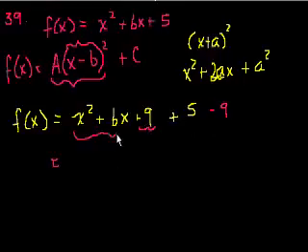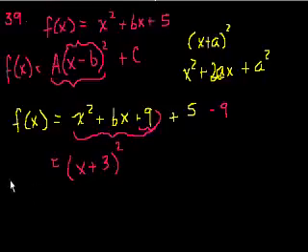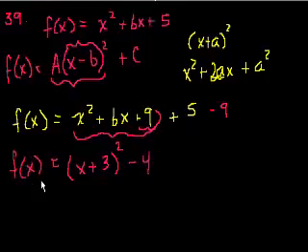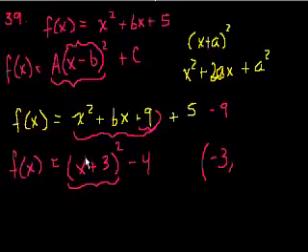So this part of it is equal to x plus 3 squared. And then this part, 5 minus 9, is minus 4. And there, we got it into our format that we needed. So when does this function achieve a minimum point? Well, it achieves a minimum point when this part is equal to 0, or when x is equal to minus 3. And when x is equal to minus 3, this is 0, so f of x is going to be equal to minus 4. So that's the vertex, and that's choice A.